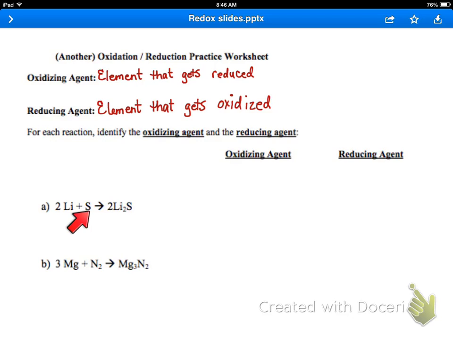So we've got lithium and sulfur, both with 0 oxidation states, and then they combine to make lithium sulfide. Lithium gets a charge of +1, sulfur's charge is -2, so sulfur gains electrons, so sulfur gets reduced, so sulfur is the oxidizing agent. Okay, sulfur charge goes down, sulfur is reduced, sulfur is the oxidizing agent because it gets reduced, so it oxidizes something else.